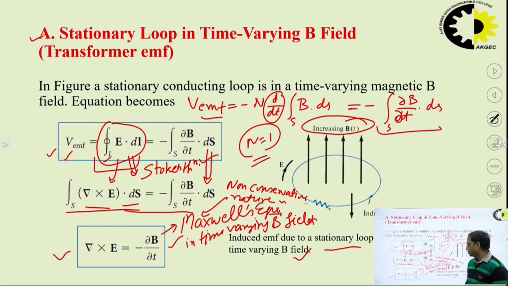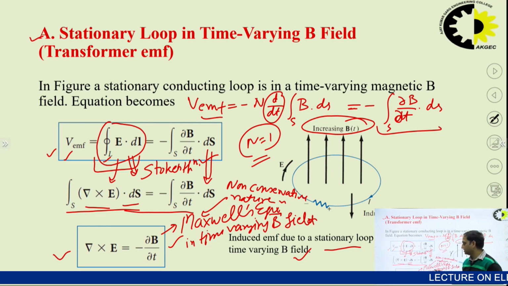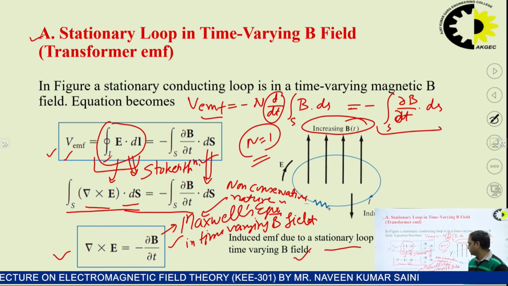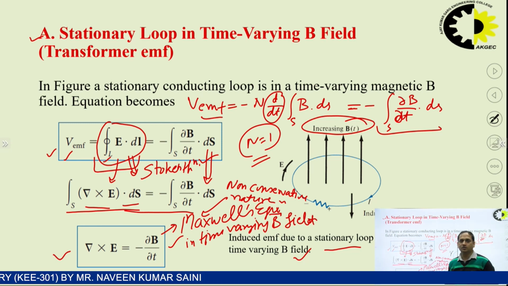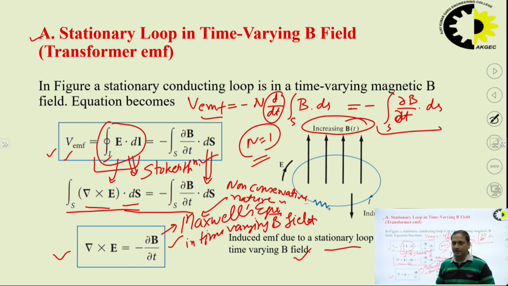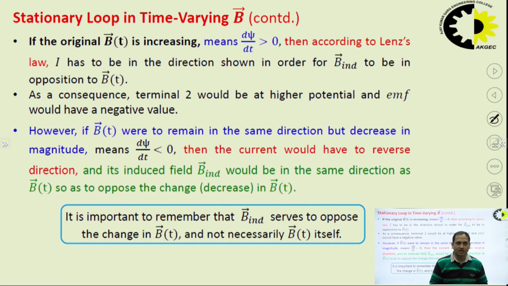If del cross E is equal to 0, then conservative nature is there. If del cross E is not equal to 0, then it is equal to minus del B upon del T. This is the case of the non-conservative nature of the electric field when we have the time varying B field. So when the B field is changing, how will the flux rate change.